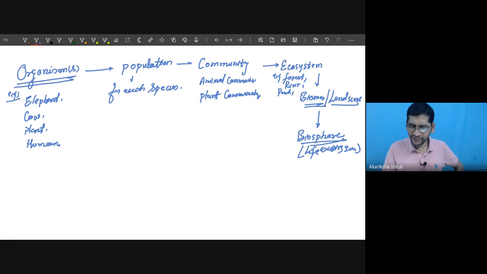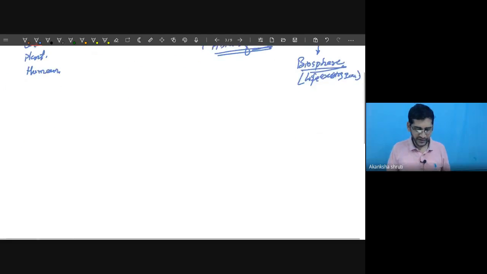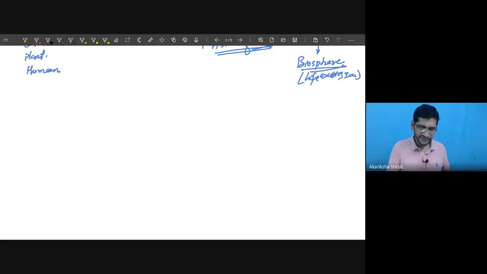For the formation of an ecosystem, the first thing is we need a community of living things. In this, we need abiotic factors also. So the living as well as the non-living collectively form the ecosystem. Students, among the various living and non-living things that we observe around us, one is the atmosphere.